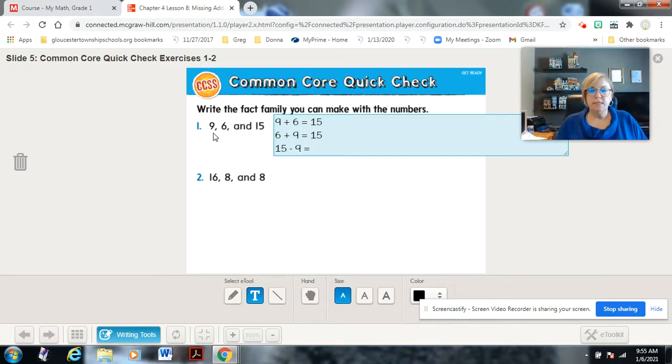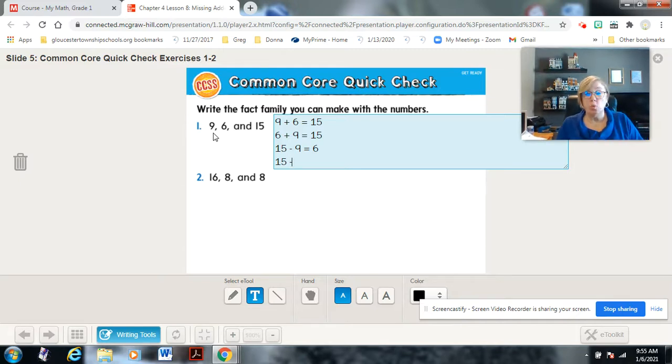And what is the difference? Correct, 6. Very good. And now you're going to do the next subtraction one. You subtracted 9. Remember, subtraction, you always keep the first number the same, the largest number.